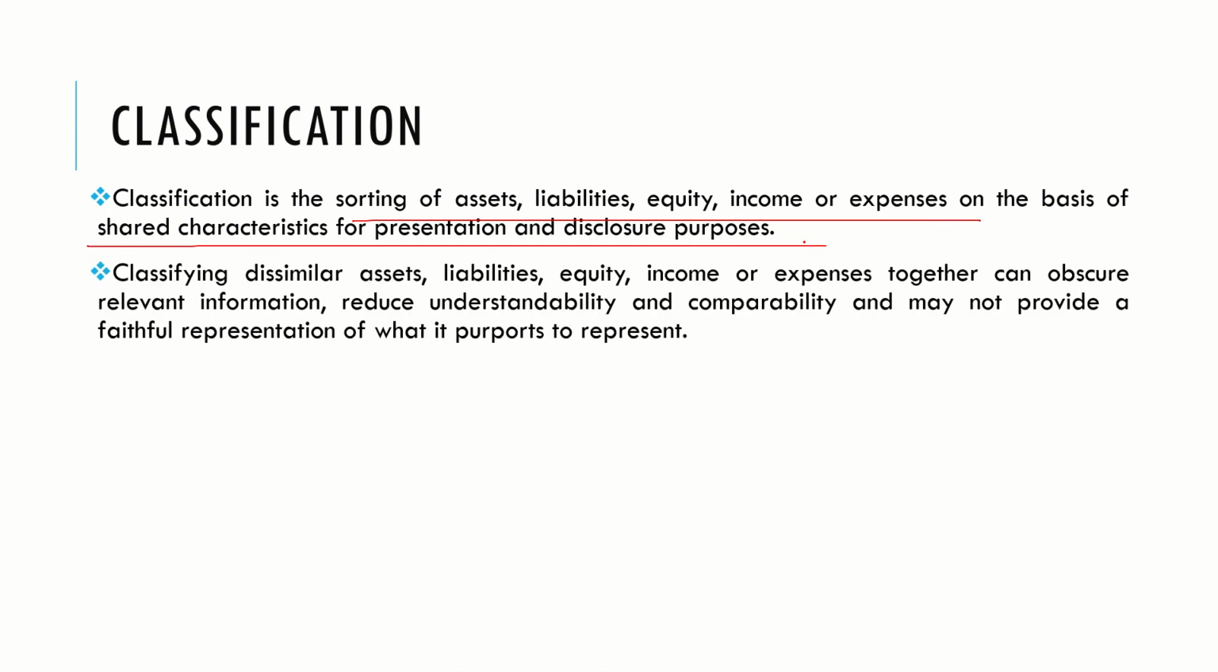So, how do we classify? How do we sort these elements? We classify dissimilar assets. Take note, classifying dissimilar assets or liabilities, equity, income, or expenses together can obscure relevant information. Nabanggit na 'to kanina, no? Paulit-ulit. It can reduce understandability and comparability and may not provide a faithful representation of what it purports to represent. So, dapat, pag tayo ay nag-classify, it should not be dissimilar. We need to avoid dissimilar items. It should be as much as possible mga similar items.